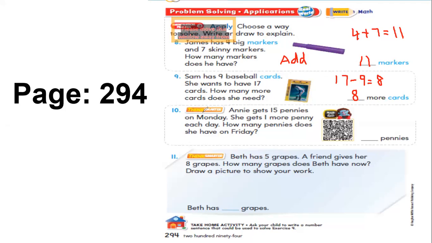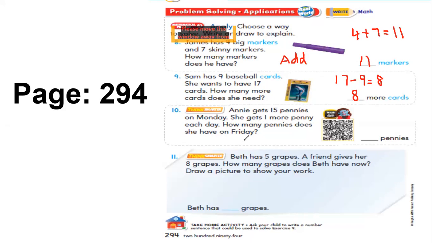Now, question number 10. Listen carefully. It's a bit confusing again. Annie gets 15 pennies on Monday. Pennies means she gets money. She gets one more penny each day, from her father or mother. How many pennies does she have on Friday?